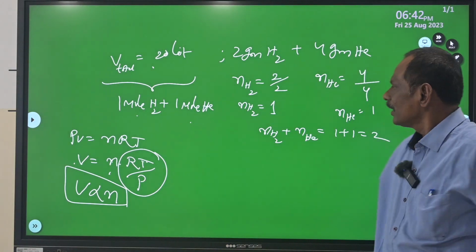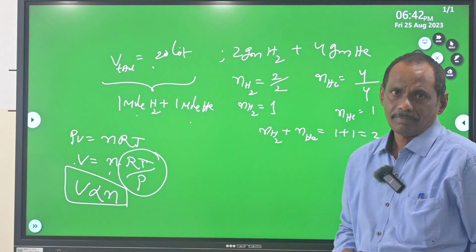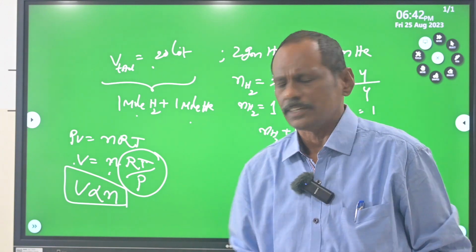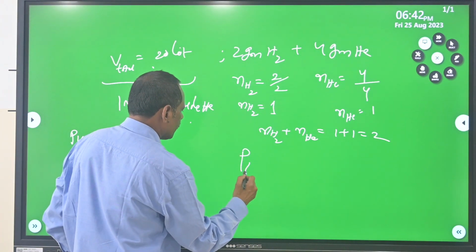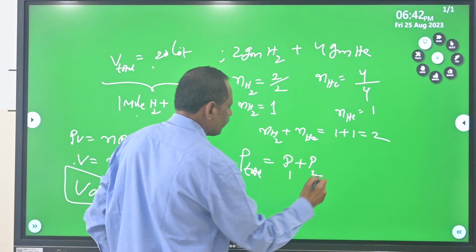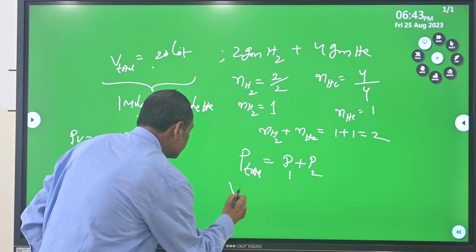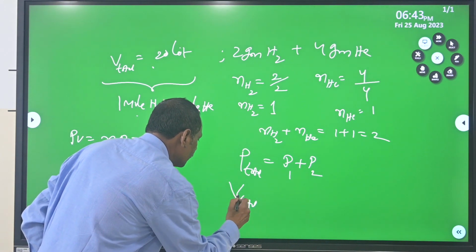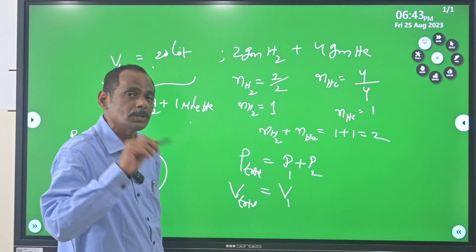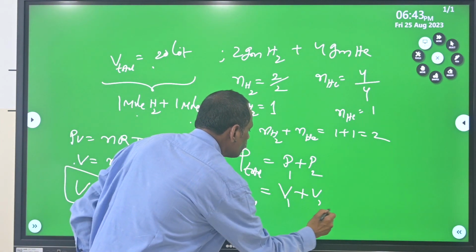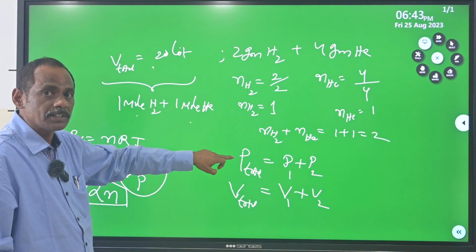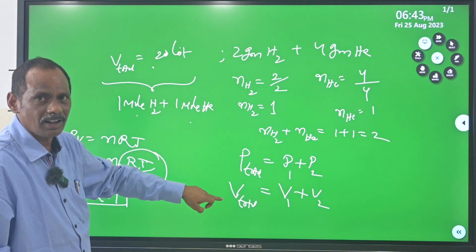Or you may apply the formula. What is that formula? The formula is similar to the partial pressures. The total pressure of a gas mixture is equal to the partial pressure of the first gas plus the partial pressure of the second gas. Like that, the total volume of a gas mixture is equal to the partial volume of the first gas plus the partial volume of the second gas. That is Dalton's law for pressure. This one is called Amagat law.